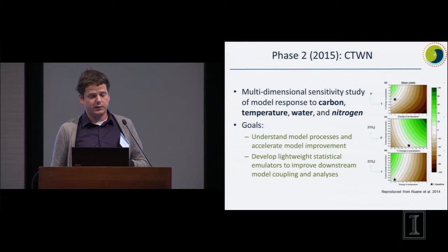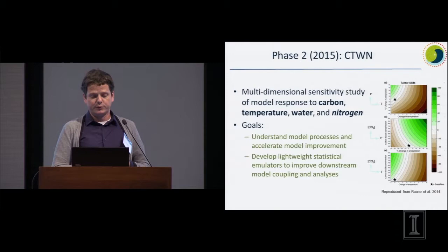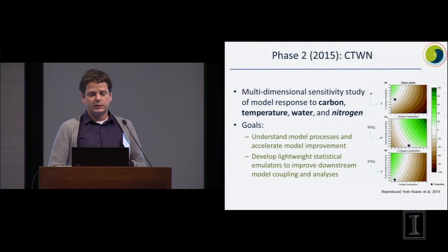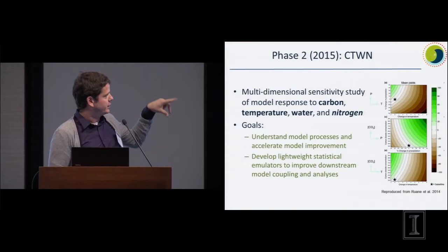The goals of this project are obviously to understand model processes and accelerate model improvement, and also to develop lightweight statistical emulators in order to improve downstream model coupling to agroeconomic models and to other applications. An example of that is shown here on the right. These are just simple cross sections of a carbon, temperature, and water emulator, showing the response of yield to slices along precipitation, temperature, and CO2.